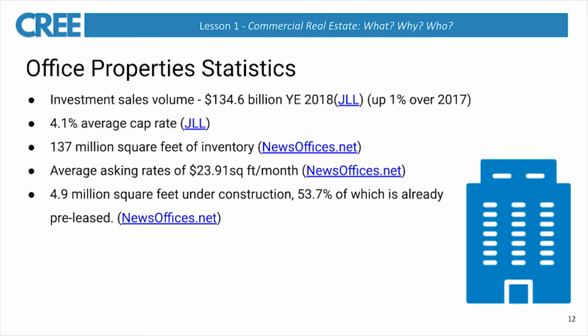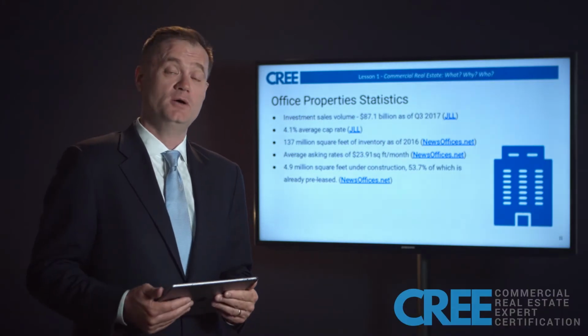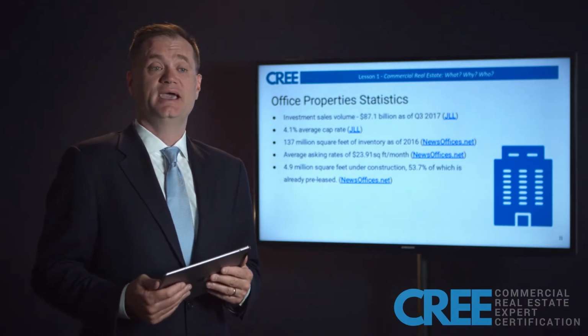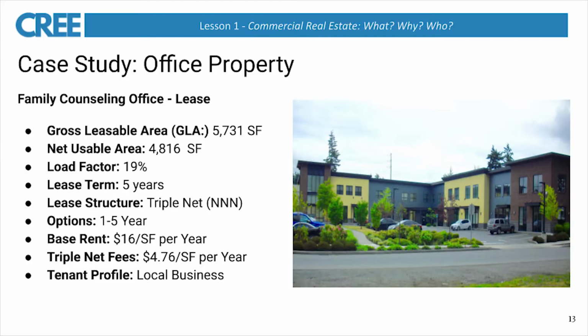And so there's over 130 million square feet of office, according to newsoffices.net in 2016. The average asking rents were just shy of $24 a square foot. And that's a triple net rate, and we're going to talk about what triple net means in sessions to come. Just shy of 5 million square feet is under construction, and about 54% of which is already pre-leased. So the office market is doing very well as the economy has come back, and it's a key piece to the commercial real estate market.